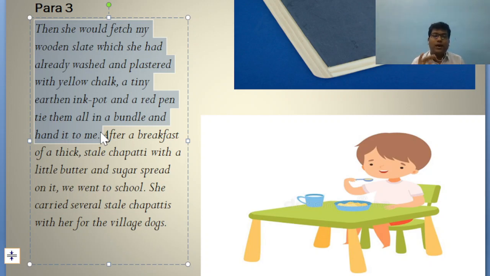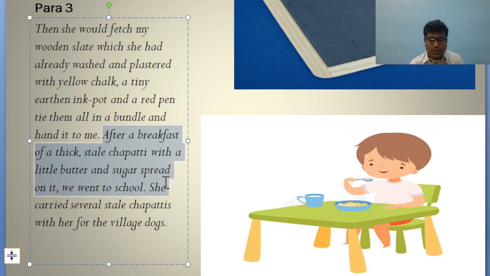But where am I heading to? School. For what? Study. Where I'll do that. That is the preparation, the slate and the chalk pencil, whatever is required. And the second part, you see the breakfast scenario. Even the image symbolizes that. After a breakfast of a thick, stale chapati with a little butter and sugar spread on it, we went to school.